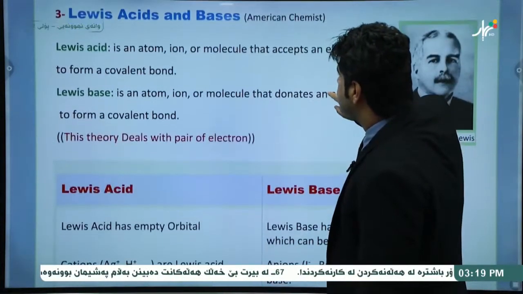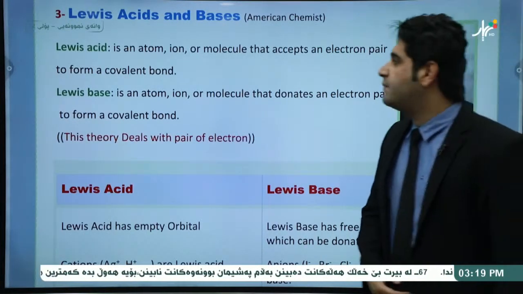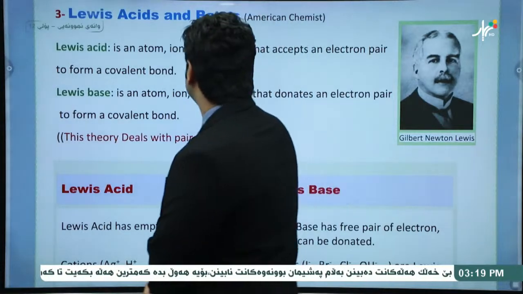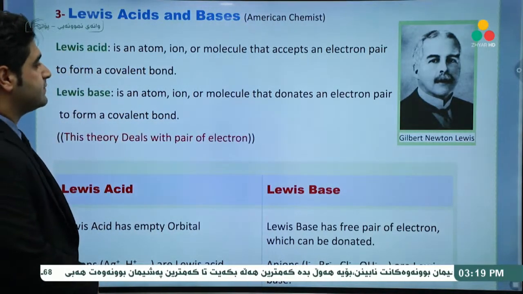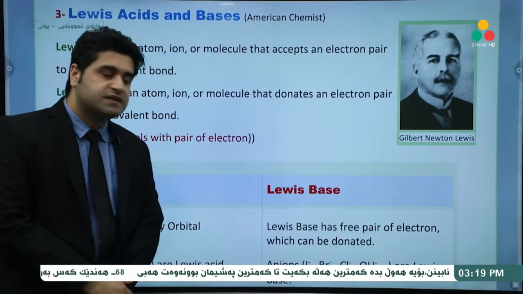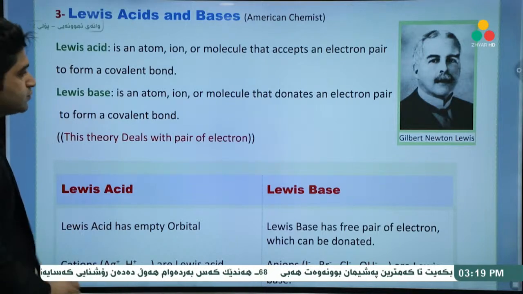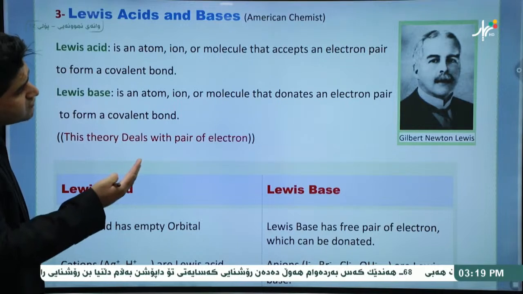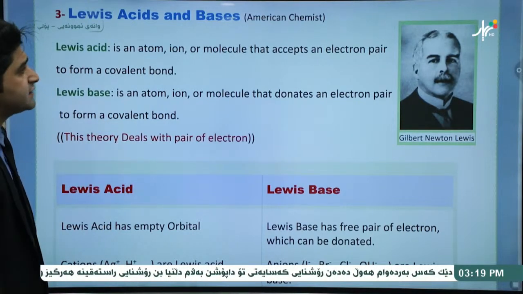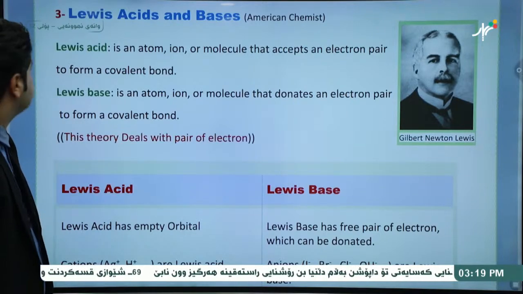The last definition, which is the broadest one among them, is the Lewis acid-base. It's the American chemist Gilbert Newton Lewis. Well, it's not our concern, but this is Lewis also.